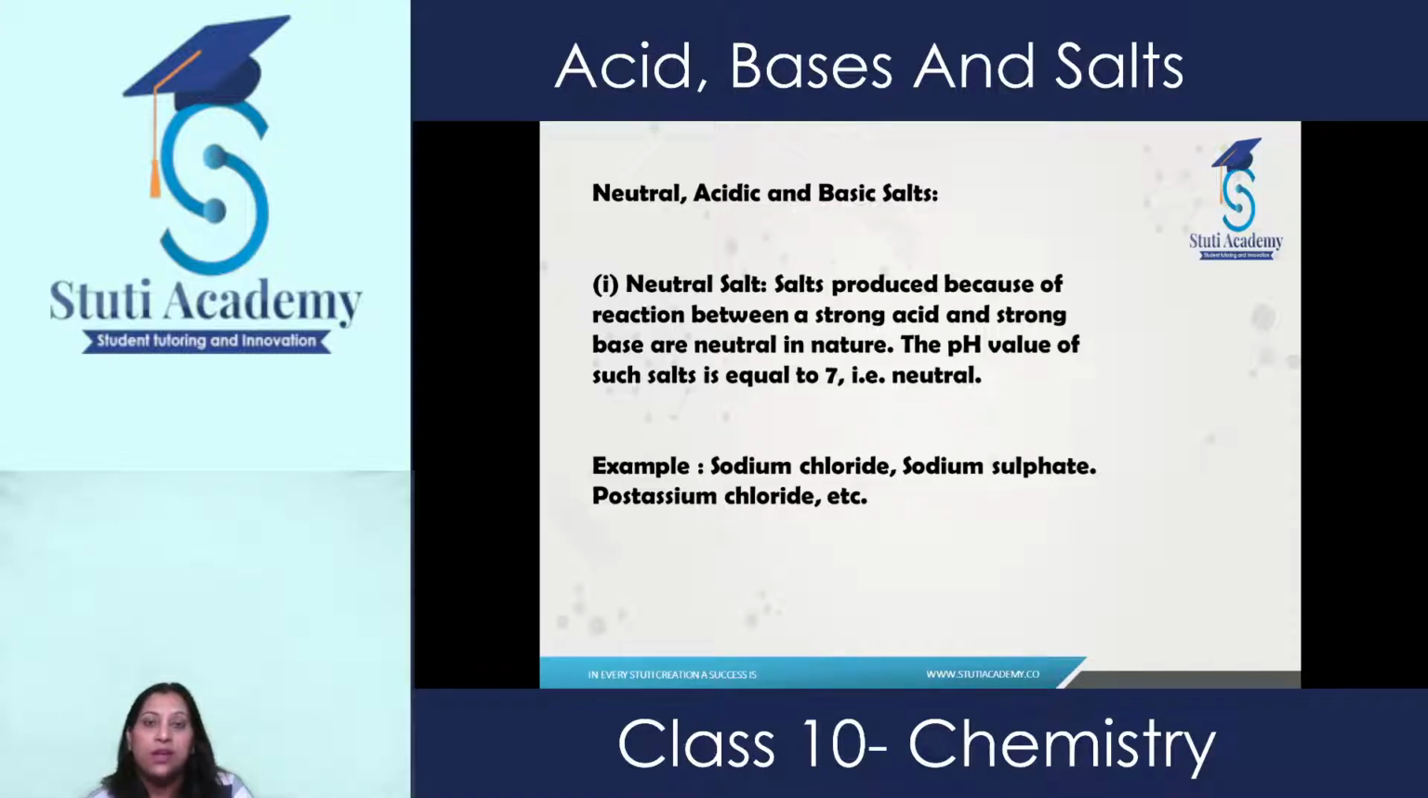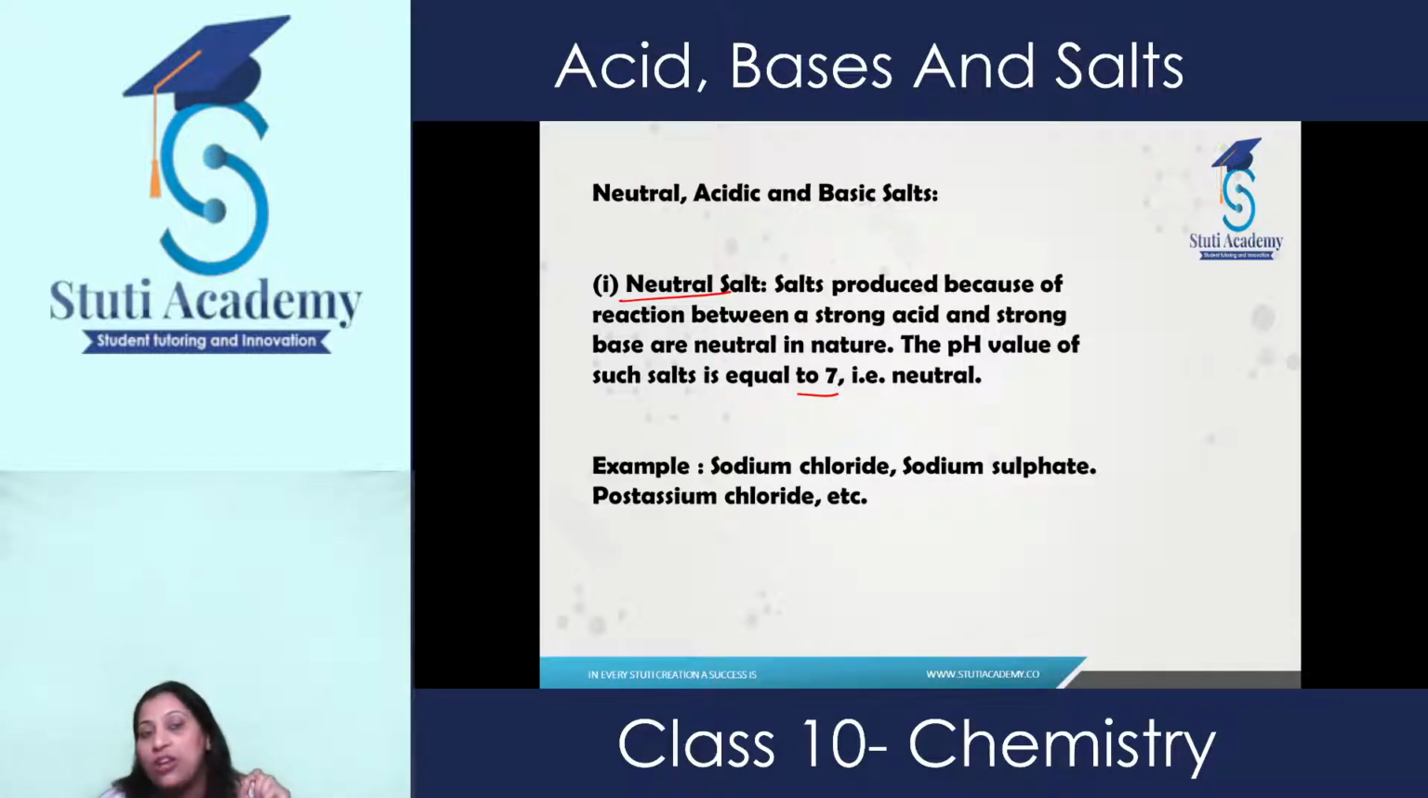Apart from this, depending on their composition, we have a variety of salts. And what are those varieties? Just see here. First is neutral salt. A neutral salt is a combination of a strong acid and a strong base. When a strong acid and base combine together, it results in the formation of a neutral salt because they neutralize the effect of each other. Being equal numbers of hydrogen and hydroxide ions, they nullify the effect of each other, and it results in the formation of a neutral salt. And the pH of this neutral salt is equal to 7.